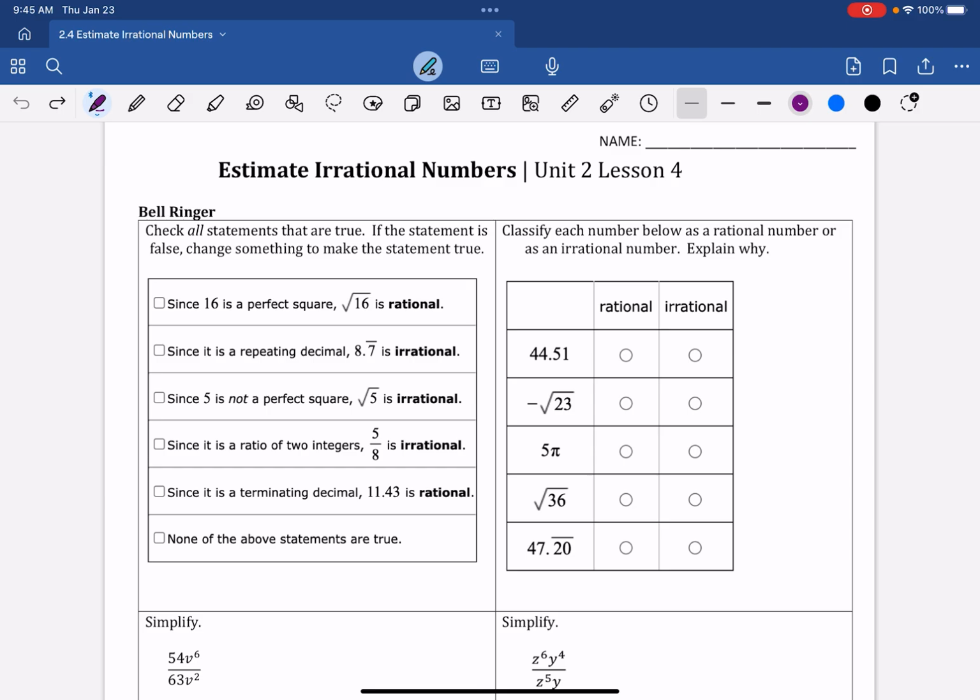So since 16 is a perfect square, then the square root of 16 is rational. That is true because you can write the square root of 16 as 4, which you can write as a fraction. The next one says, since it's a repeating decimal, 8.7 repeated is irrational. That is false. All repeating decimals are rational.